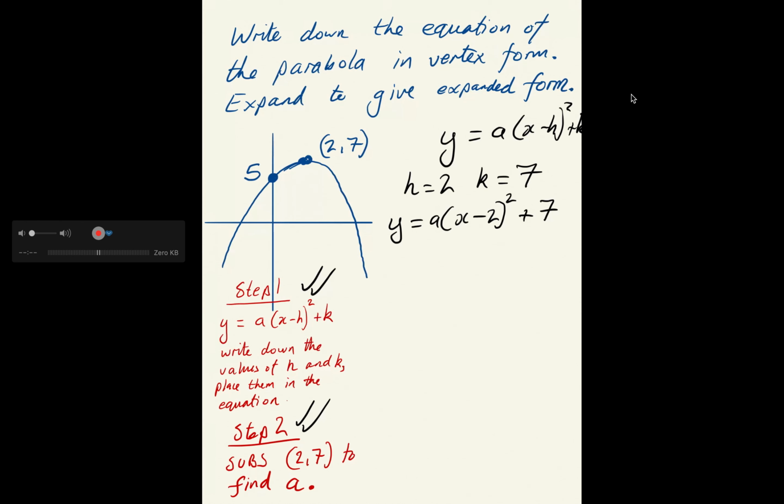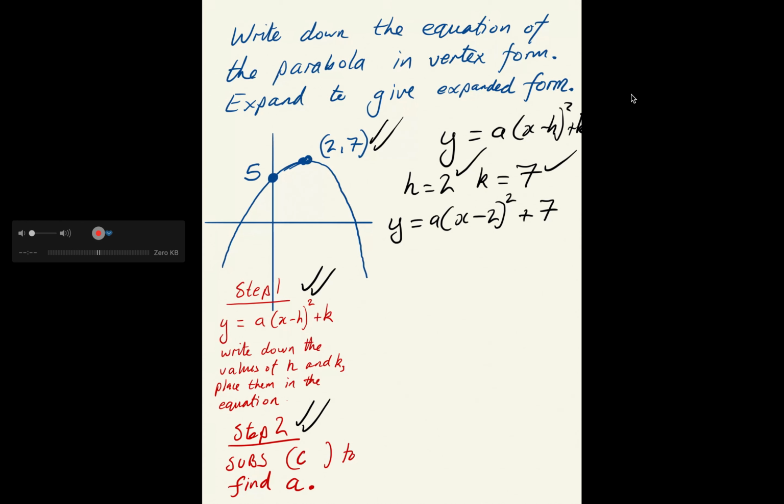Because can you see I've already used (2, 7), okay? So this is going to be a common mistake that you're going to make when you try and find the equation, because (2, 7), we've already used it to help us find h and k. But can you see there's another value there that we haven't used, alright? So for this question, always make sure you use the point on the picture that hasn't been used before.